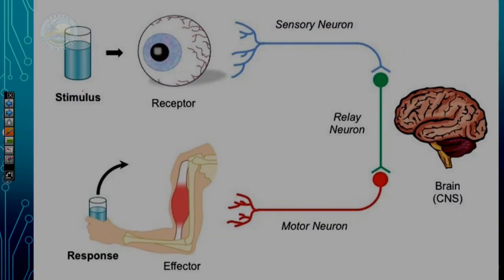So a normal response happens in a very specific way. Let us say in this case the stimulus is you have a glass of water, and perhaps you are thirsty. So the stimulus is this glass of water, and the receptors in your eye are going to detect this glass of water. You have very specific cells in the eyes which will detect or pick up the stimulus, and then remember that these receptors will convert that stimulus into an electrical impulse.